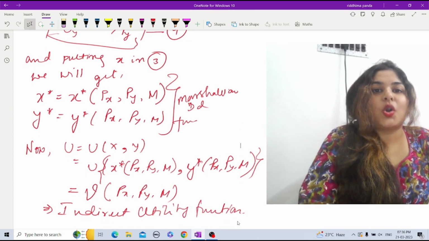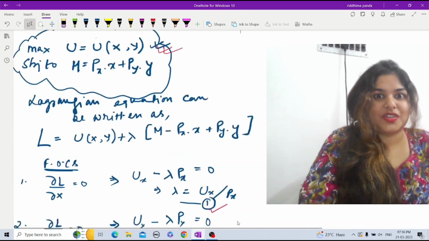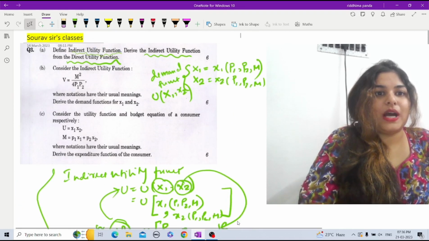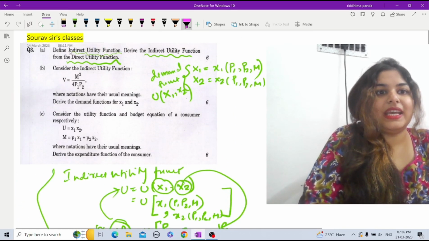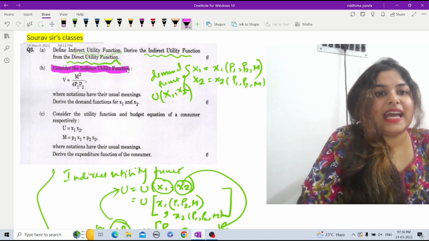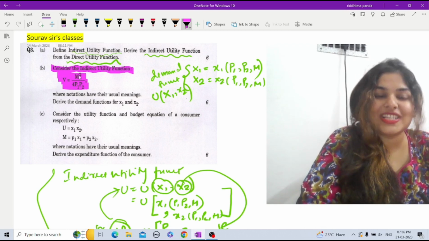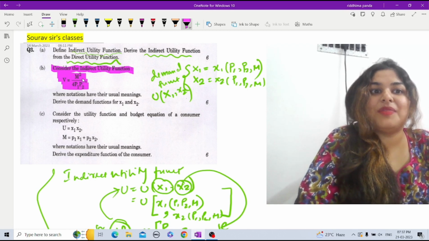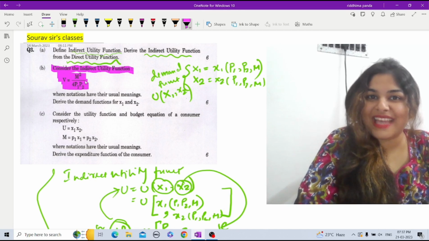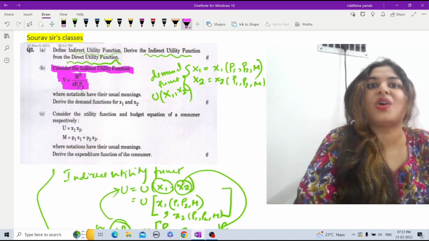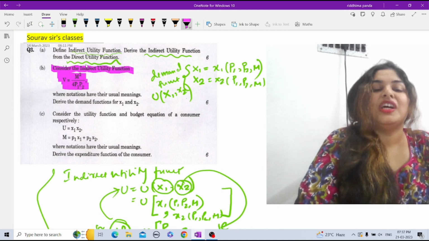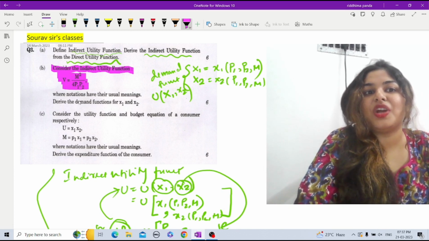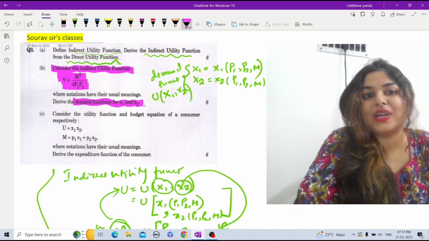Now, let's scroll up and check the part 2 question and try to solve it. So what is the part 2 question? The second question they have asked is, consider the indirect utility function. As you can see, this function is of the variables M, P1 and P2. M is the income, P1 and P2 are the prices of good 1 and good 2 respectively, and V is the indirect utility function. Using this indirect utility function, you have to find the demand functions of X1 and X2.